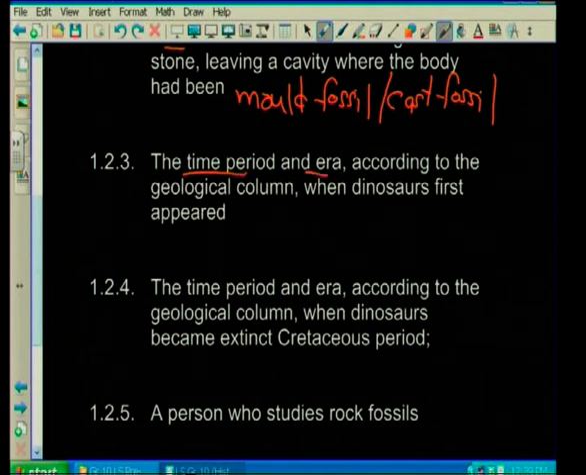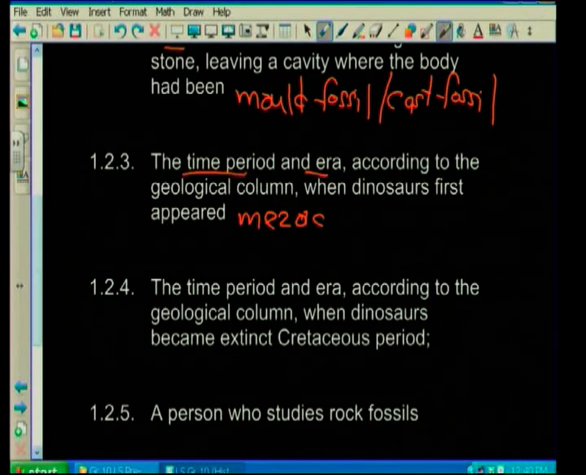The time period and era according to the geological column when dinosaurs first appeared. Remember, the dinosaurs appeared in which era? You need to know the name of the era, and that is the Mesozoic era. So the dinosaurs appeared in the Mesozoic era.